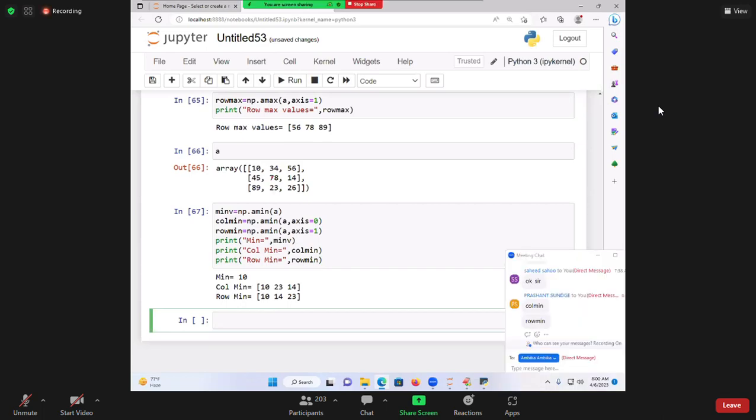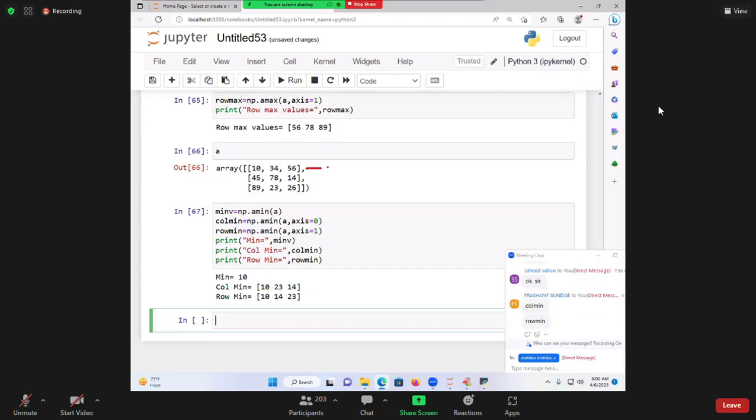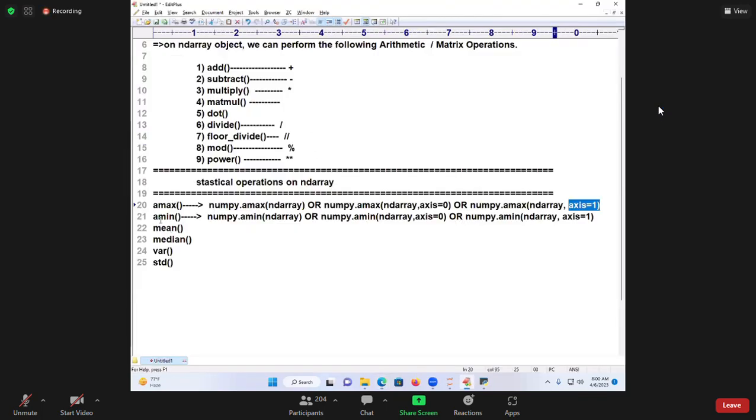What is the minimum value out of all these things? 10. What is the minimum value of that entire column? 10. What is the minimum value here? 23. Next is 14. So 10, 23, 14. Minimum value of the overall matrix is 10. Row wise min, obviously 10, obviously 14, obviously 23. So 10, 14, 23. Are you getting it? So these are the functions: A min, A max.